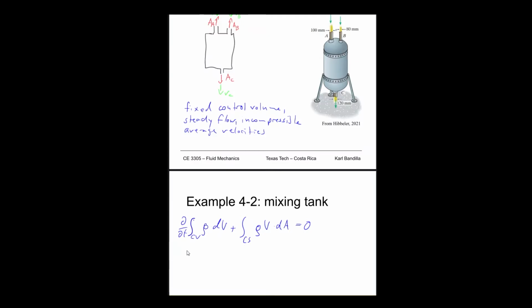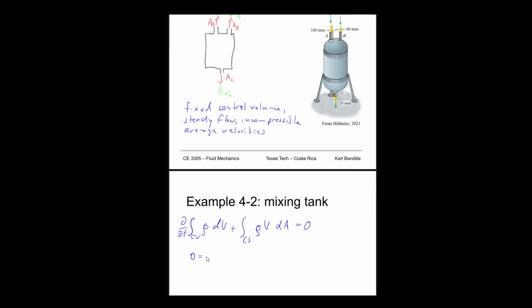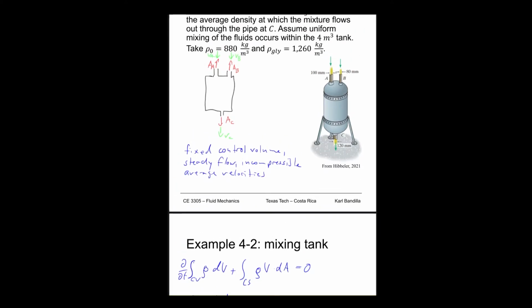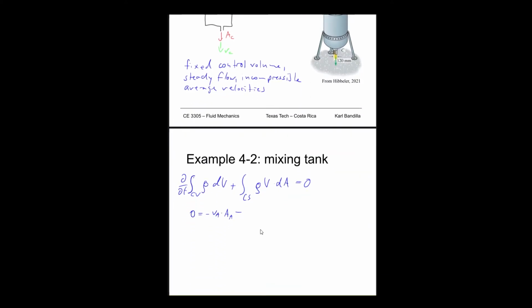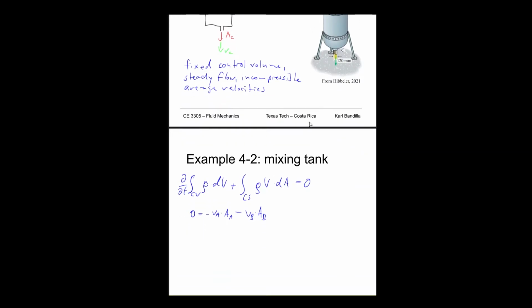So what can we say? That means we can say 0 is then equal to just the outflows and the inflows. So we have to go through. If we look at location A, the velocity and the area vectors are in opposite directions, so it's going to be negative. So we're going to have minus VA times AA. The same is true at B. So minus VB times AB. Now at C, they're both in the same direction, so it's going to be positive. So we're going to have plus VC times AC.